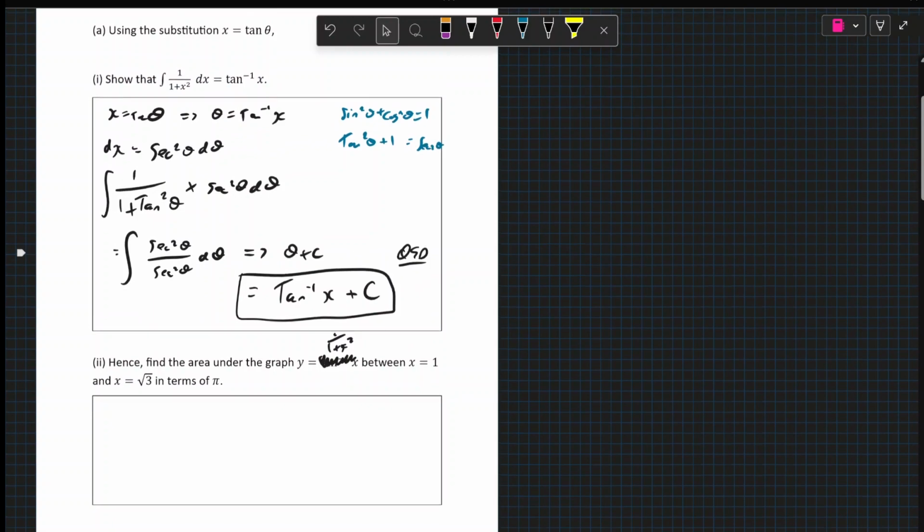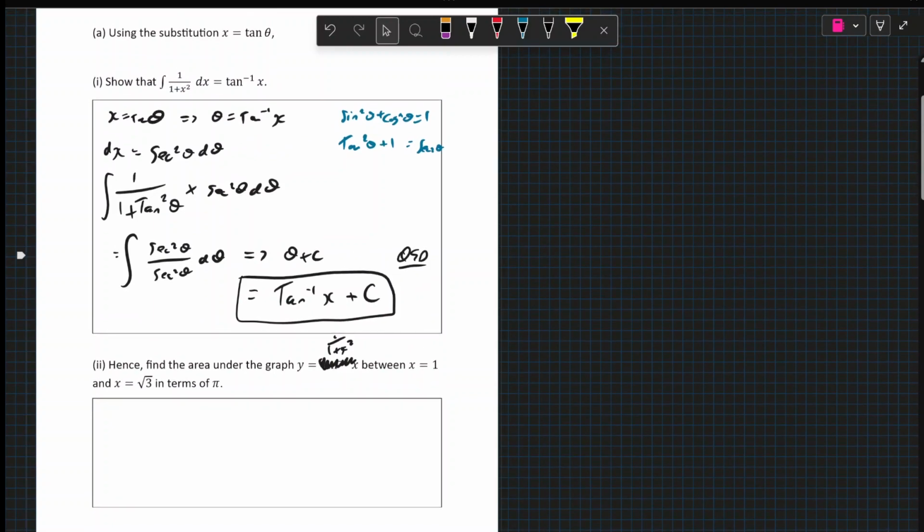So this is then equal to tan inverse of x plus c. Now, the next question I did kind of fumble. I've changed it in the actual exam paper, just not here on the OneNote. So hence find the area under this graph between x equals 1 and x equals 3 in terms of pi. Now, we know that the integral of this we've derived as tan inverse of x. So the area is tan inverse of the first, which is root 3, minus tan inverse of the second, which is 1.